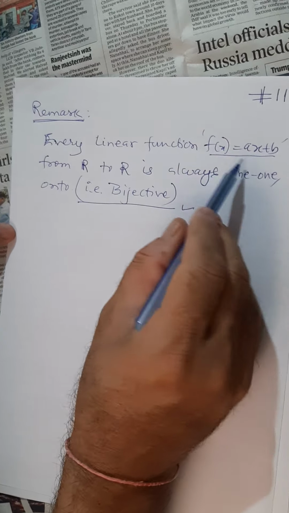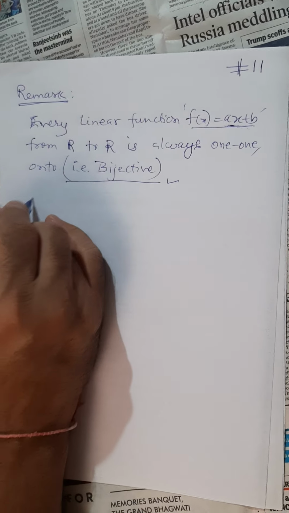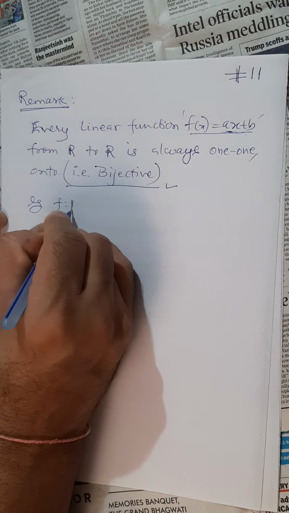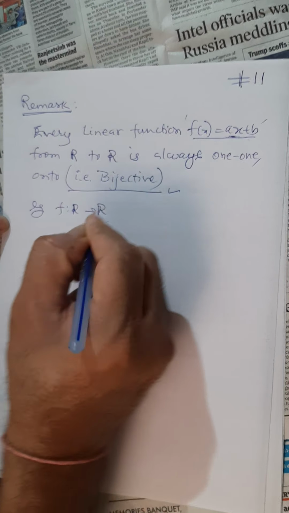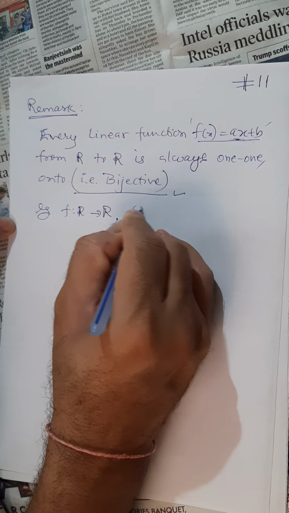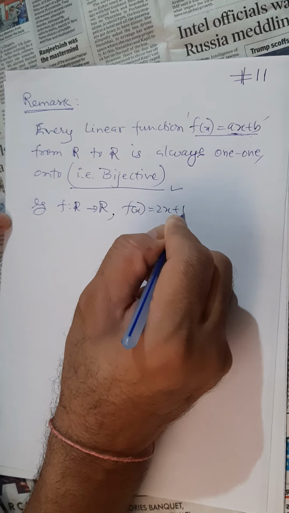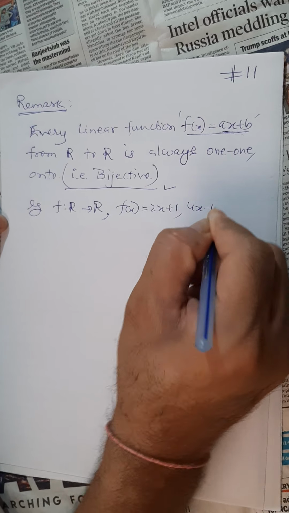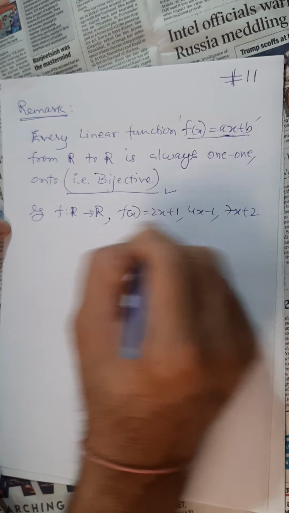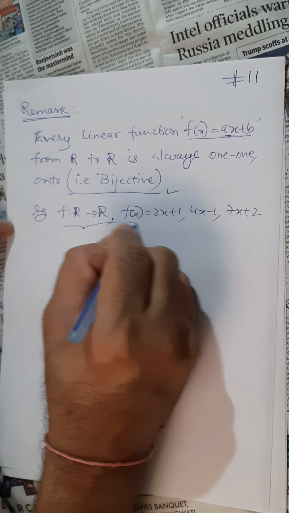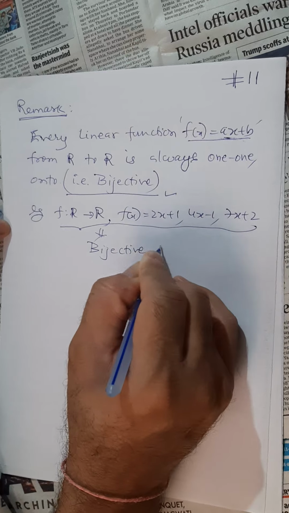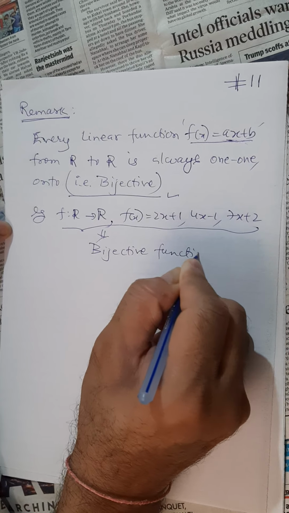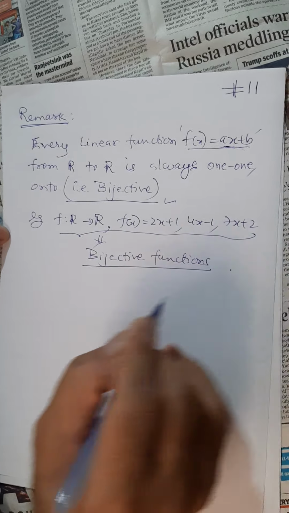Every linear function from R to R, linear means this, for example this. If your function is from R to R, real numbers to real numbers, remember. And if I have f(x) equals 2x plus 1, 4x minus 1, 7x plus 2, all are linear functions. These functions are always bijective functions, remember. Bijective functions means what? 1-1 and onto both. These all functions are bijective.